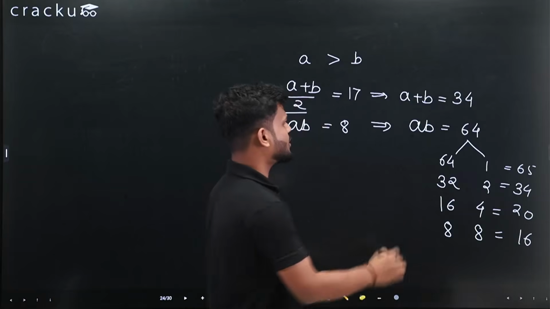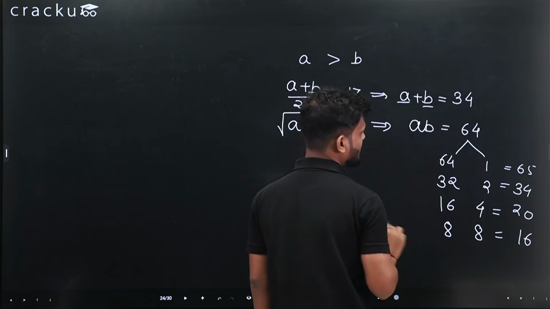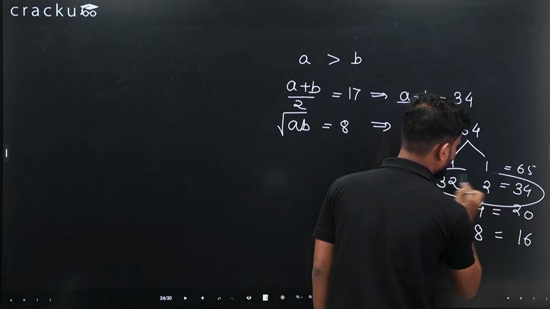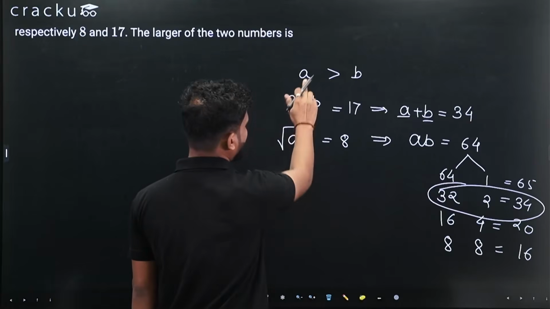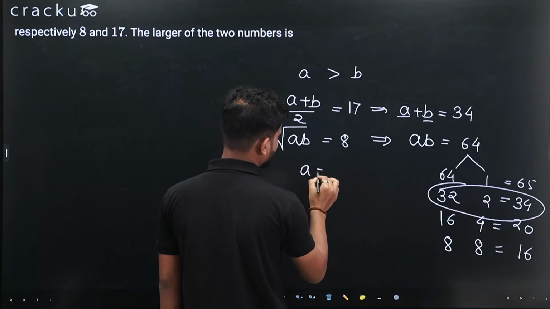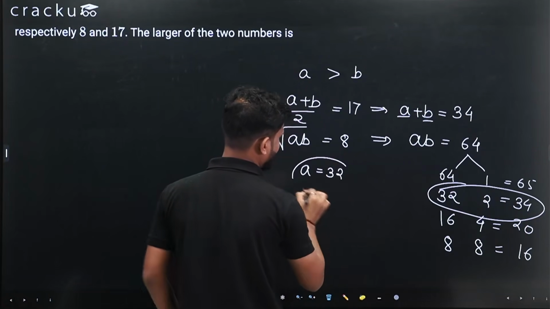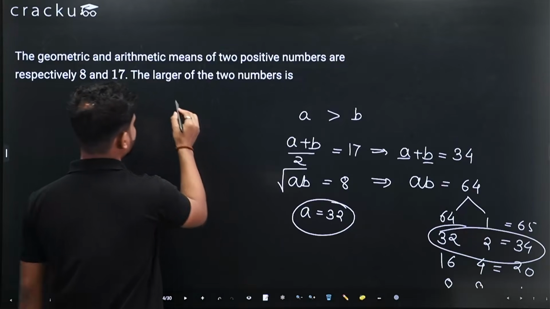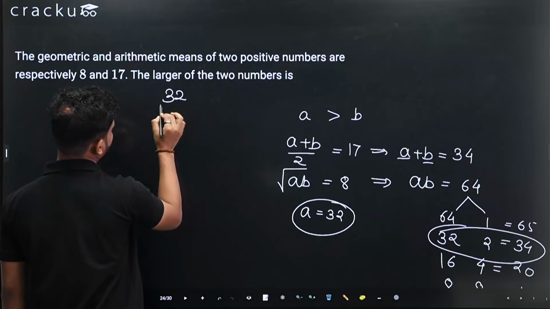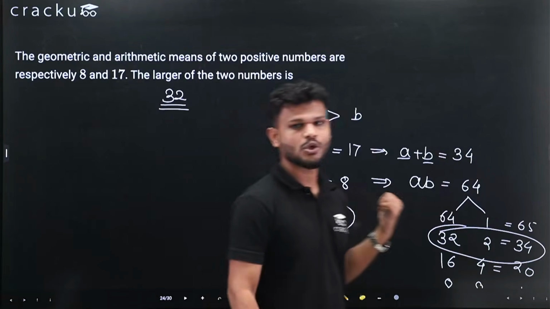What sum do you want? You want the sum as 34. It is happening with 32 and 2. And we know A is greater than B, so A is equal to 32. We need to find the larger number, so the larger number is 32. This is how you can solve the question.